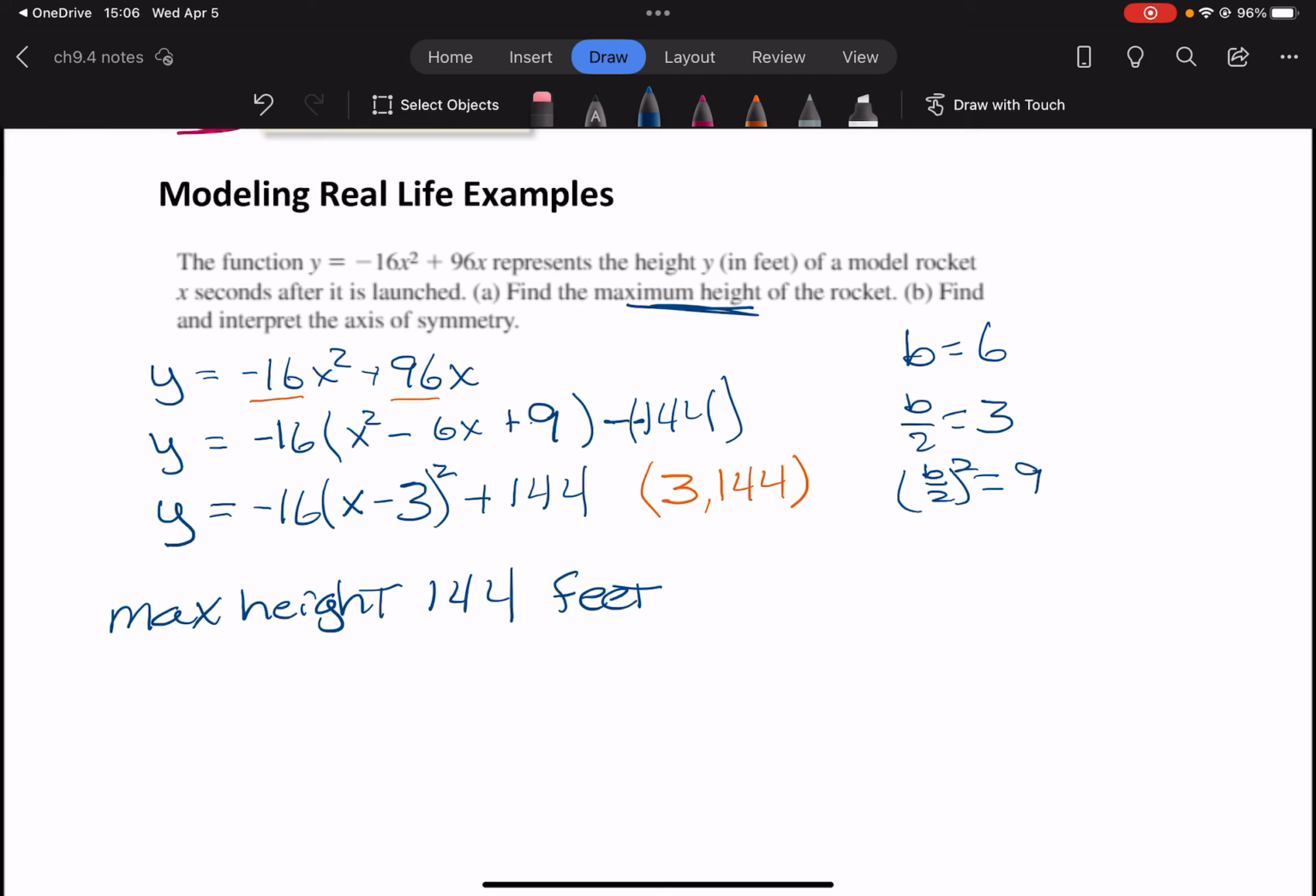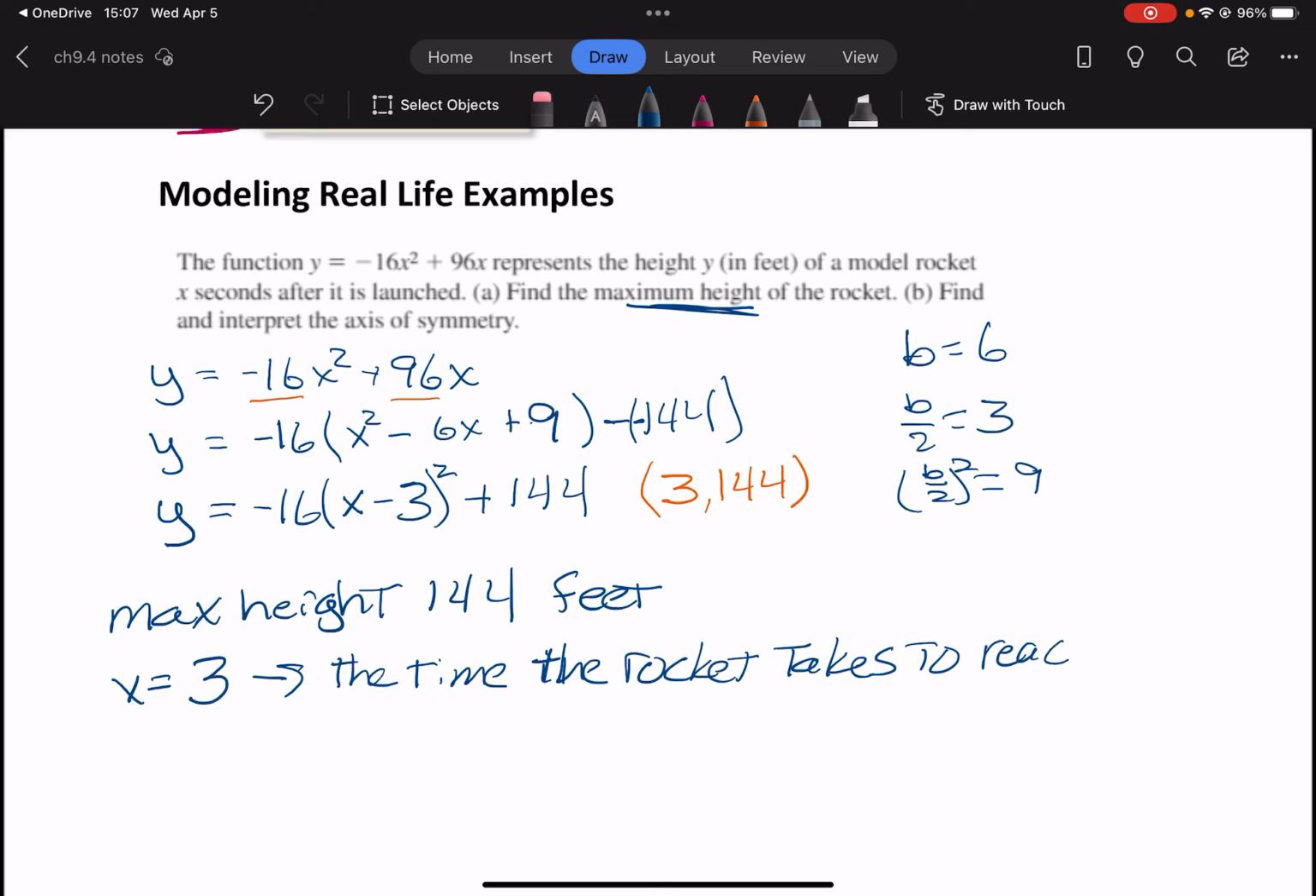And so the axis of symmetry is x equals the x-coordinate of the vertex, which is 3, and that is the time the rocket takes to reach its max height. So that's what that means there.